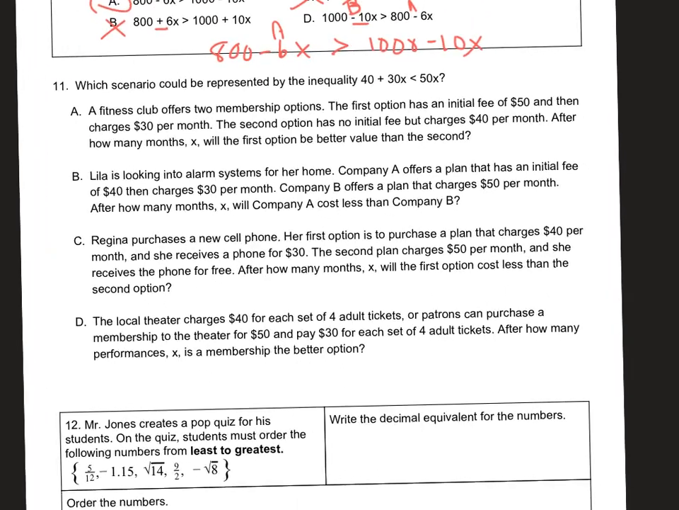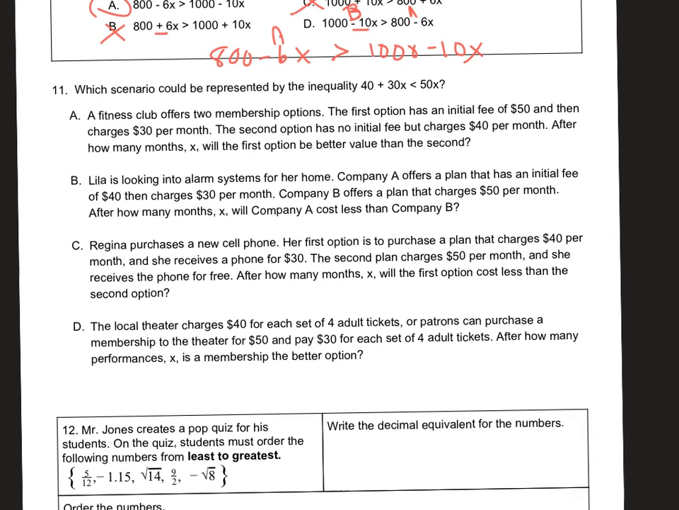Here I'm looking at which scenario best matches this inequality. So 40 plus 30x has to be less than 50x. A fitness club offers 2 membership options. The first option has an initial fee of $50, then charges $30 per month. So that's already telling me that this is 50 plus 30x. I don't even have that option on number 11. The second has no charges and 40 per month. That's 40x. So that doesn't even match my inequality that's given to me.